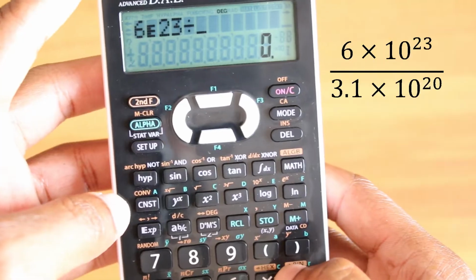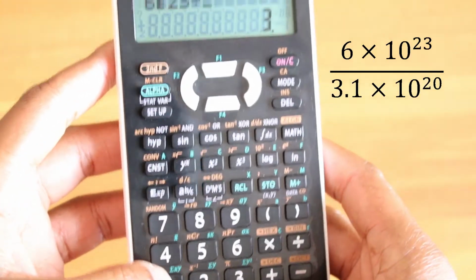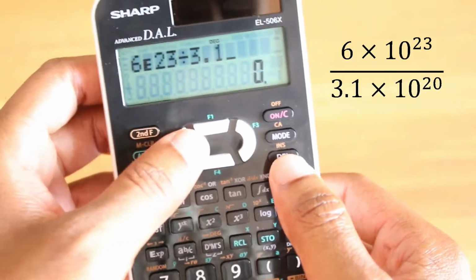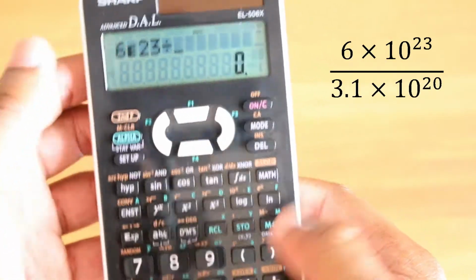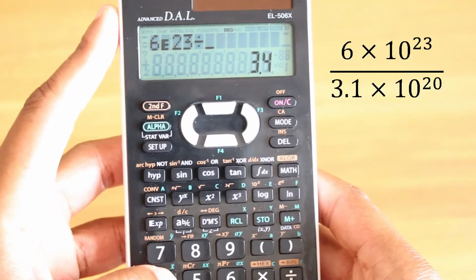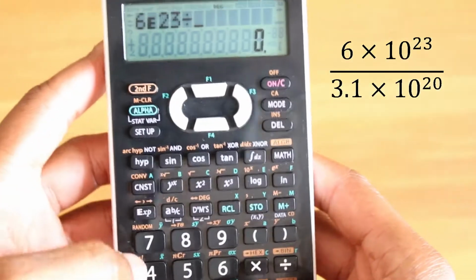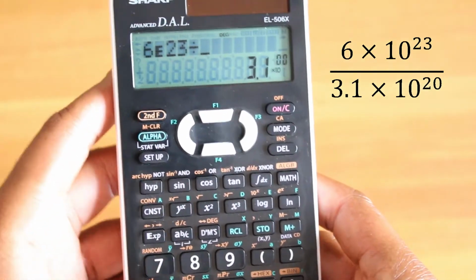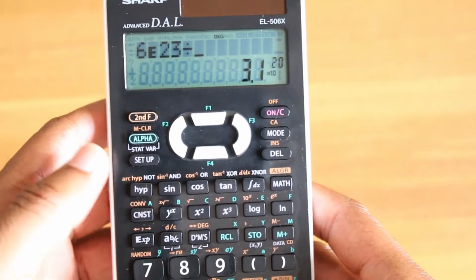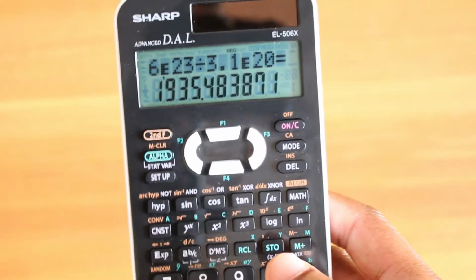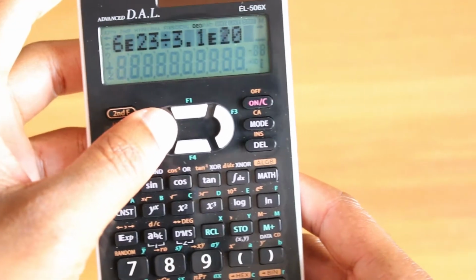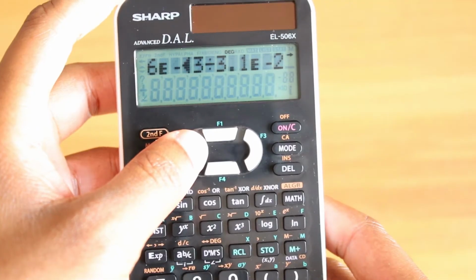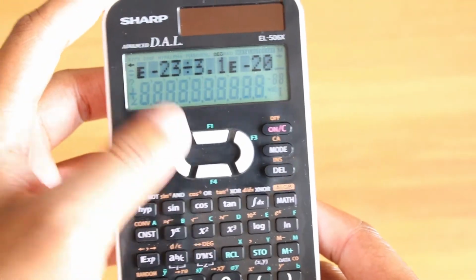And you put divided by, and you can do the same thing for this, 3.1 times, no, we're not using times, we're using exponent. That's the thing with this calculator, you can just go back and fix problems. 3.1 exponent times 10 to the power of 20. I said 20, okay, and you press equal, you get your answer. And you can always go back and modify parts of the question. So you can modify, let's see, change it to a negative exponent, modify stuff, right?